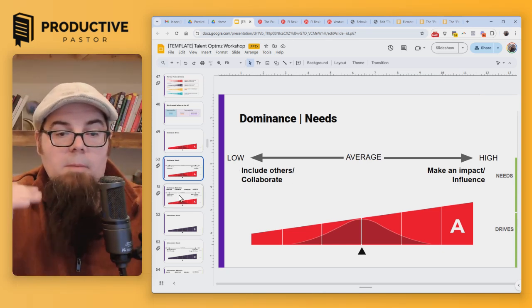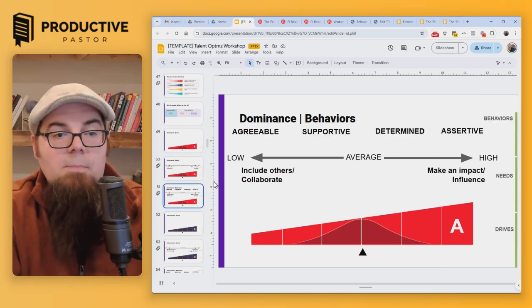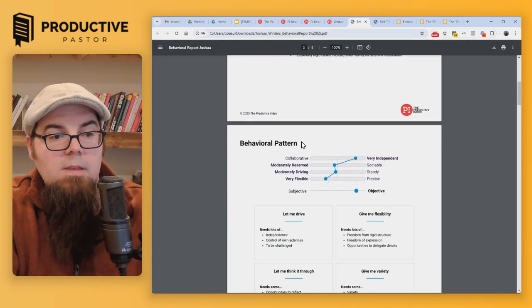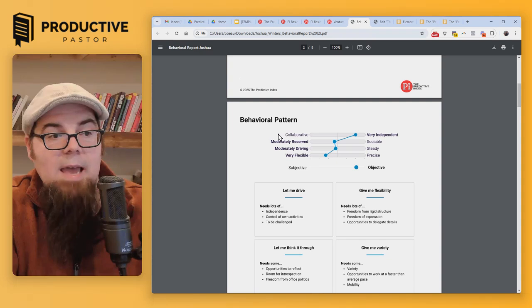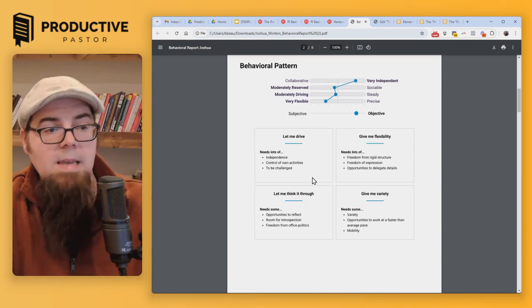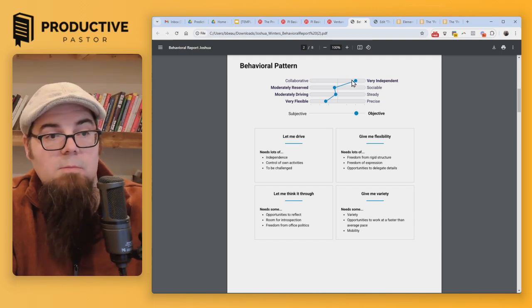So then if we remember drives, needs, and behaviors, we'll put the behaviors here on top. And so now we can start to see some descriptive behaviors that will go here. And if we go back to this here, you can see independent, collaborative, right? This profile is almost close to my profile. It's way over here by this second line. And it's very independent, moderately reserved, moderately driving. And then we can get the needs. So needs, independence, control. We're measuring this one.